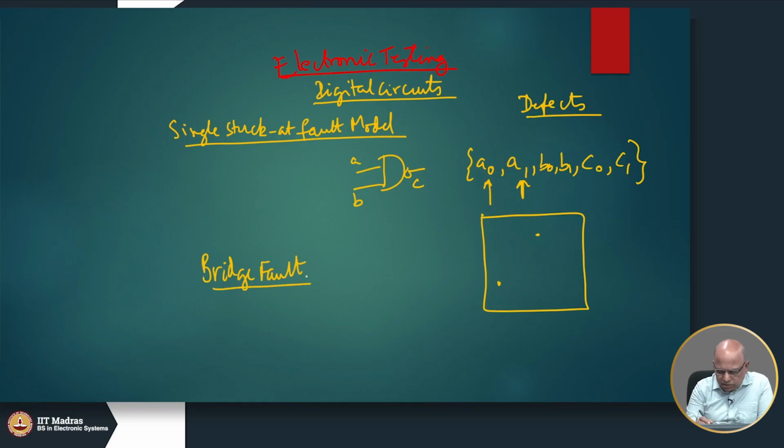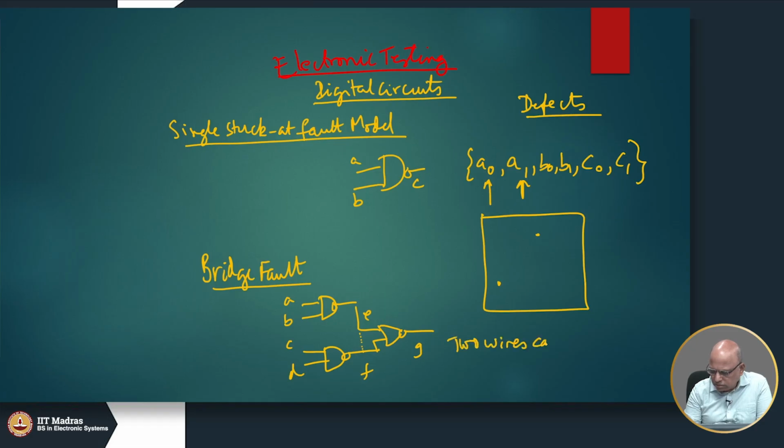Okay. So, in a bridge fault, what can happen is unintentional short circuits may occur. So, let us take this circuit here. So, this is A, B, C, D, E, F and G. An unintentional short circuit may happen between E and F, or it could happen between E and G, or it could happen between B and C, right. So, two wires can get short circuited.